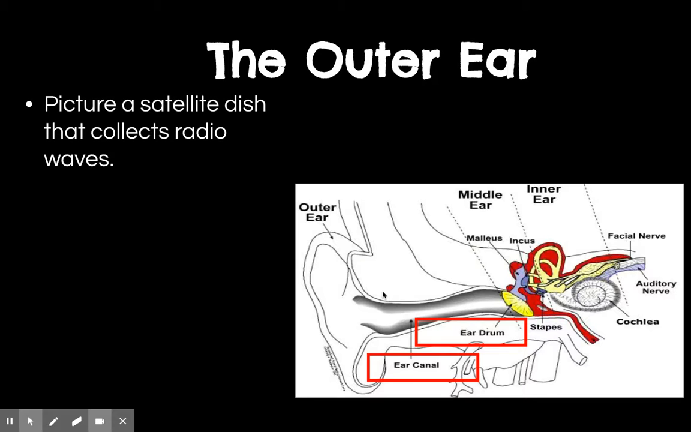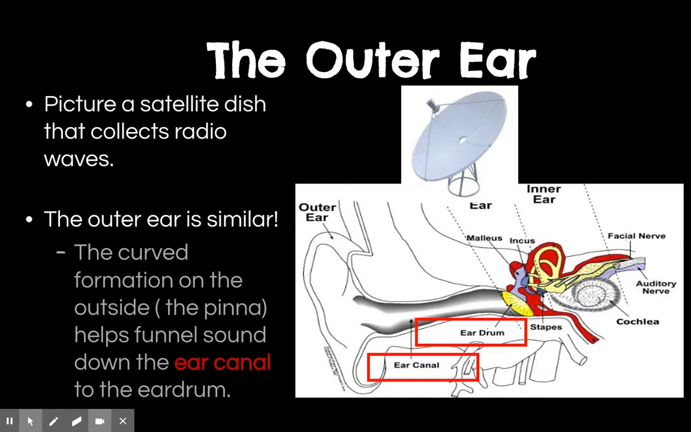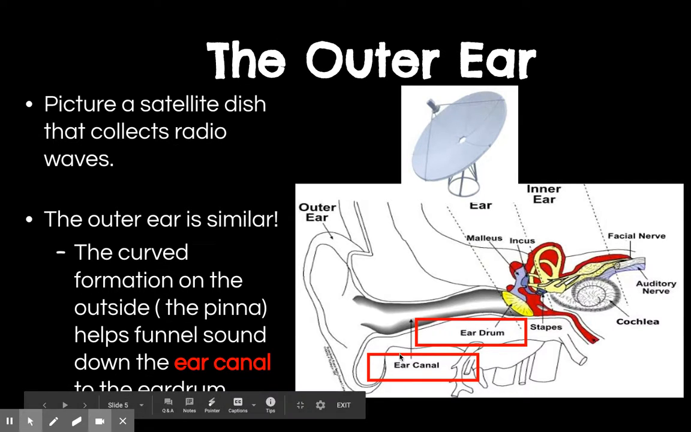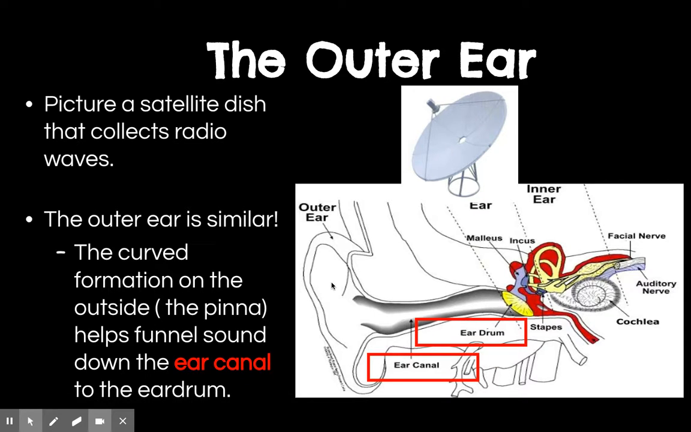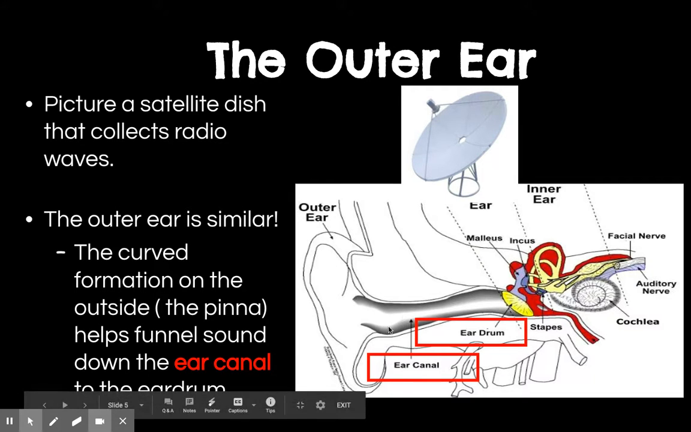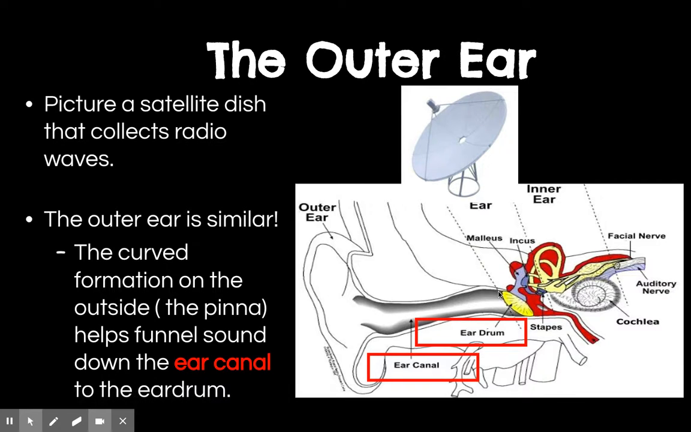Okay, so starting with the outer ear, if you think about a satellite dish and how it collects radio waves or TV waves, that's what your ear does. That's why your outer ear has that shape, and it takes the sound waves. And remember, the sound waves are compression waves. Remember the particles of matter that are being pushed together and spread apart through the energy of sound. Those waves and those compressions come right through this tube right here. This is called the ear canal.